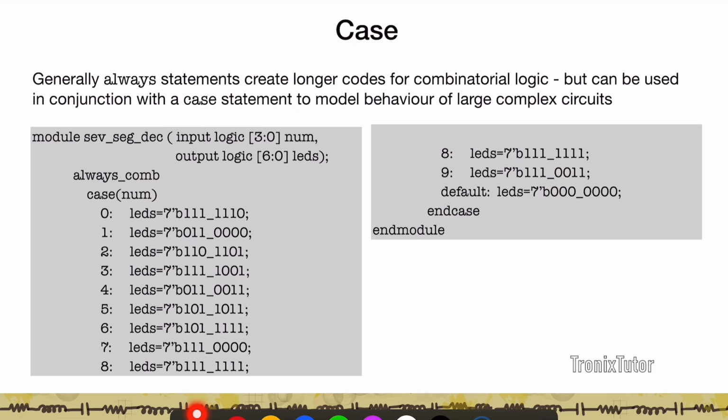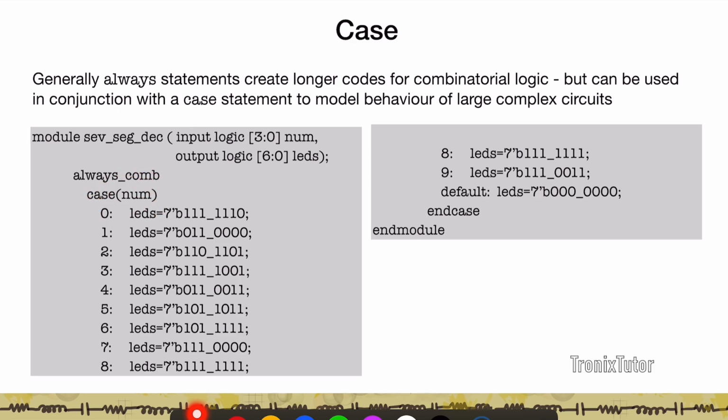Again, I define a module which has an input logic, which is num. So num is a 4-bit logic. Remember, the 7-segment decoder takes in a BCD number and gives out 7 outputs which are connected to the 7 LEDs, right? So my output logic is a 7-bit word. Now always_comb, which means this circuit is going to work whenever the input pins change. And now I define a case, right?